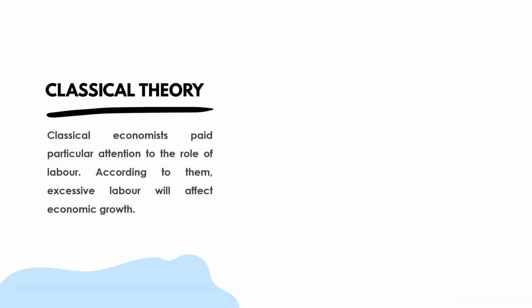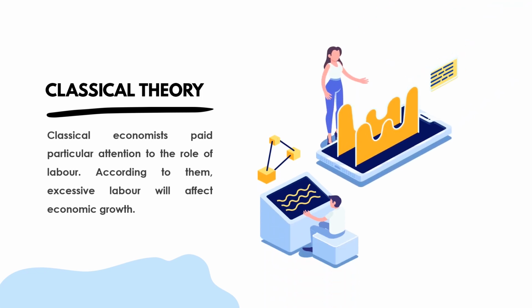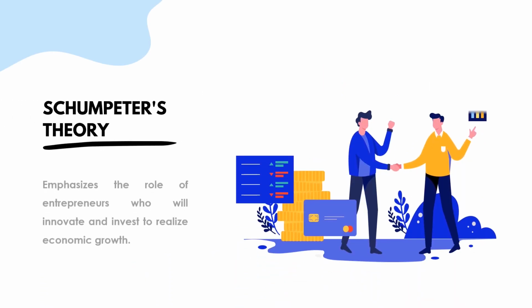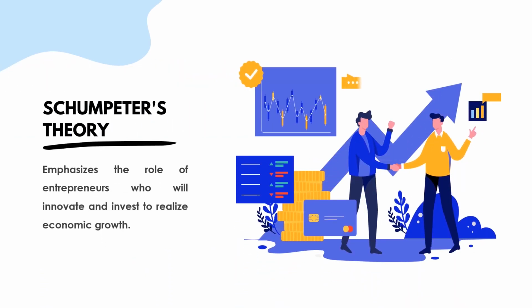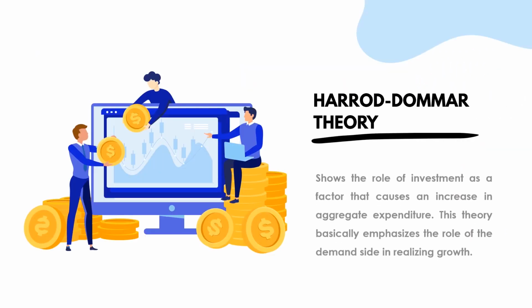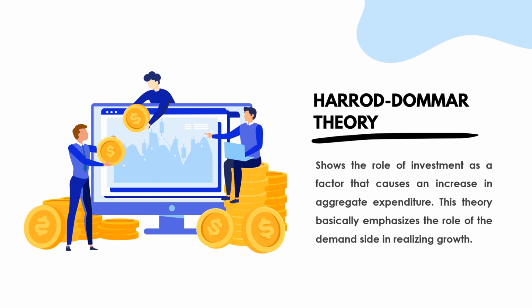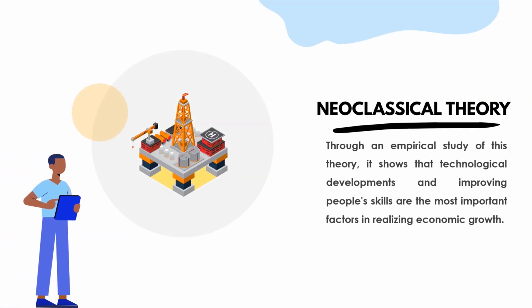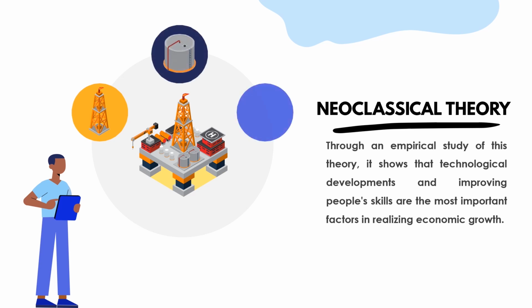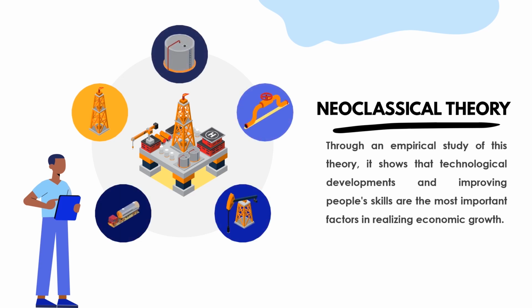Classical economists paid particular attention to the role of labor. According to them, excessive labor will affect economic growth. Schumpeter's theory emphasizes the role of entrepreneurs who will innovate and invest to realize economic growth. Harrod-Domar theory shows the role of investment as a factor that causes an increase in aggregate expenditure. This theory basically emphasizes the role of the demand side in realizing growth. Neoclassical theory. Through an empirical study of this theory, it shows that technological developments and improving people's skills are the most important factors in realizing economic growth.